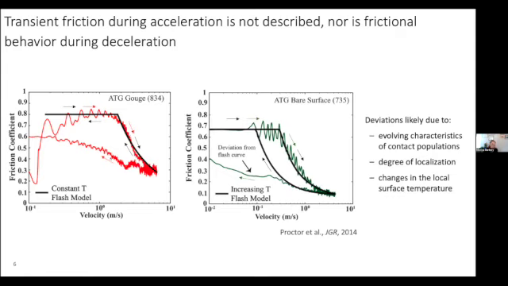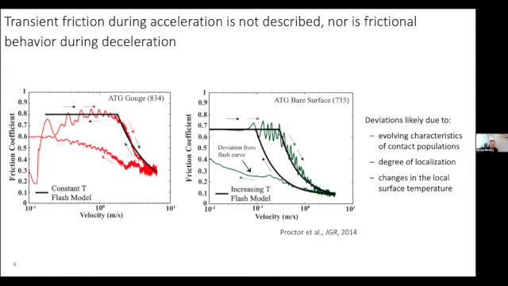And then during the deceleration phase, you can see that there's a large deviation between what we observed in the lab and what the model predicts. In this case, the model predicts it going back along the exact same path. And so one thing that Proctor et al. did was incorporate increasing surface temperature into their work.